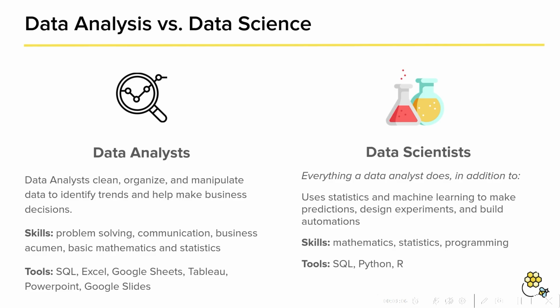A data scientist, on the other hand, is a more advanced role that requires a broader set of skills, including statistical modeling, machine learning, and programming. Data scientists are responsible for building and implementing predictive models, designing and conducting experiments, and developing machine learning algorithms to support decision making. When discussing the difference between data analysts and data scientists, people mistakenly think that their roles are completely separate from one another.